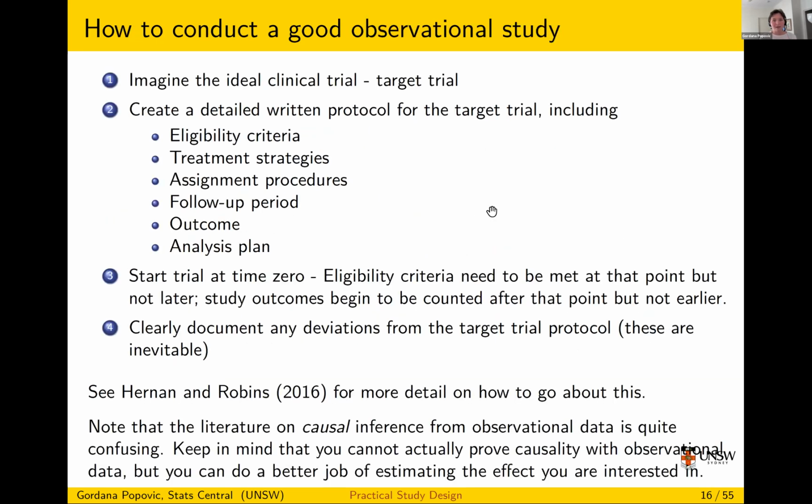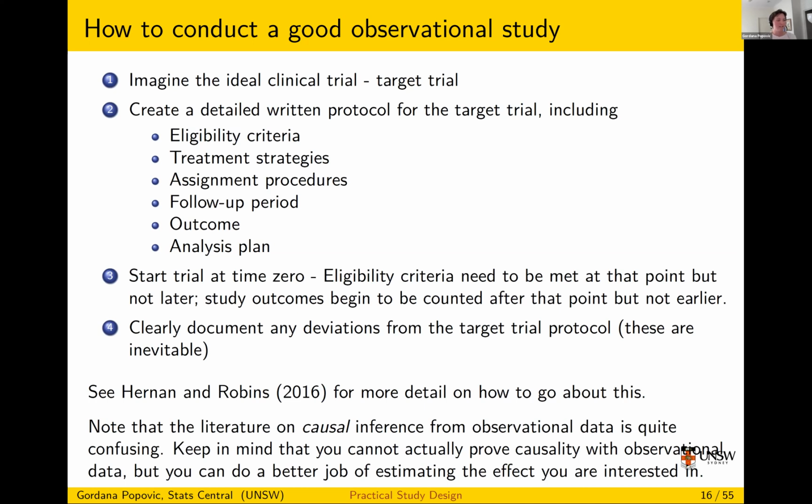So I saw a talk once, and so I'll tell you one way to do that. This is called a target trial. So what you do is, you'd really like to do a clinical trial to answer your question, because you know that that's the best form of evidence.